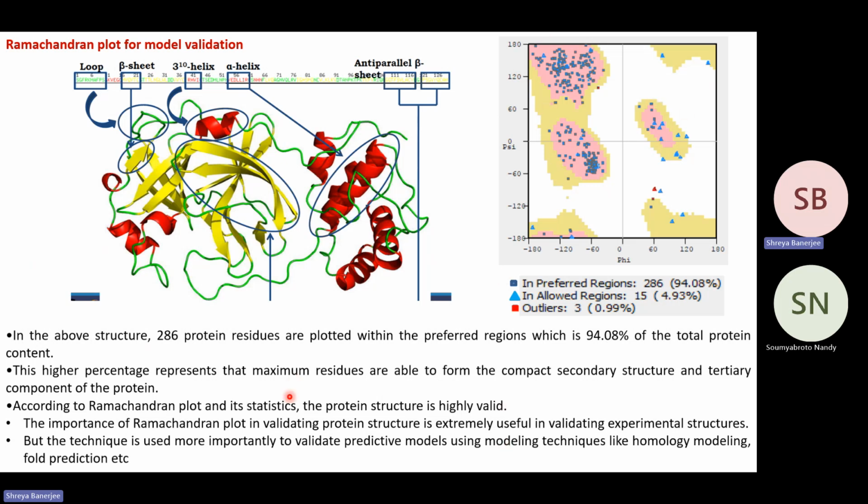Now, if we see that many residues are in the disallowed region, then we will say the predicted model is wrong. And then the experiment has to be repeated till we get a model where most of the residues are falling in the allowed region. So according to this result, this protein structure is highly valid because most of the residues are within the allowed region of the Ramachandran map. So like this, the Ramachandran map can be used to say whether a predicted protein model is valid or not.